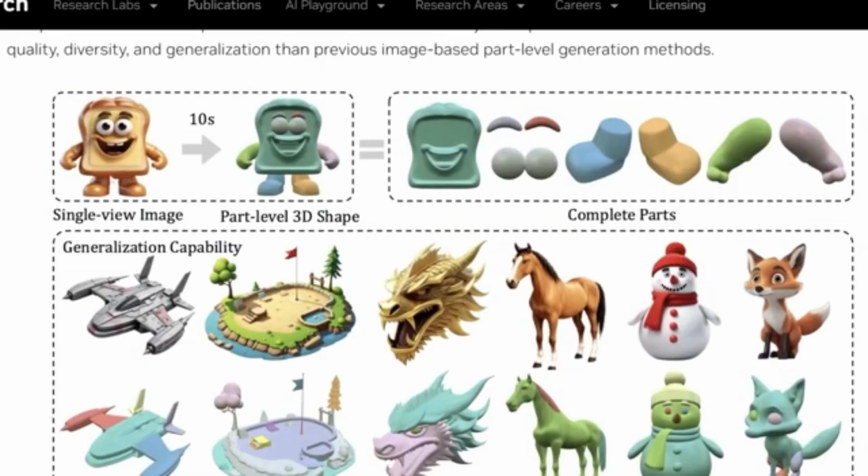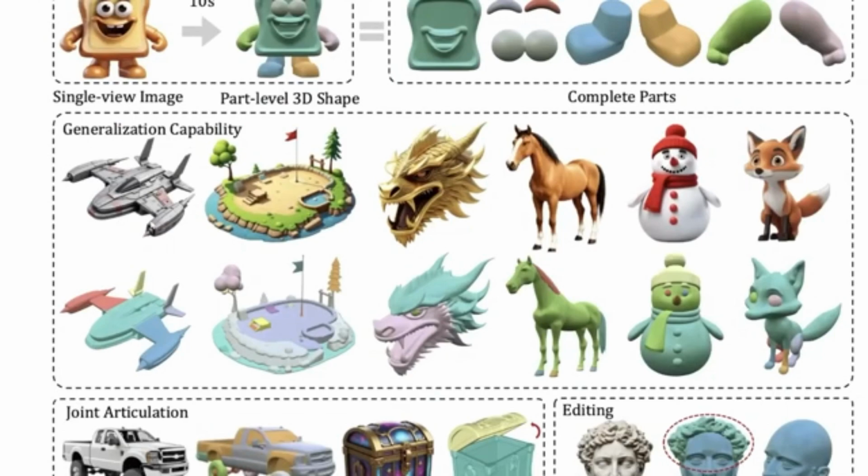For example, suppose you take an image of toast. It can reconstruct that into a three-dimensional model. This 3D model can also be segmented into meaningful parts like this. It also works with various images and art styles.